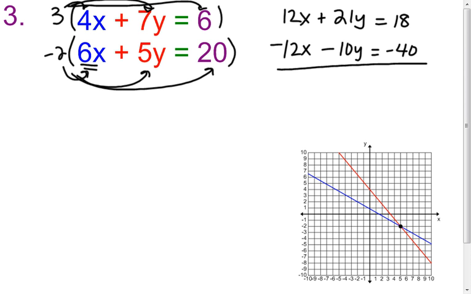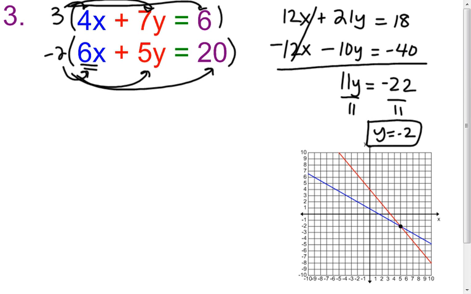Okay, now add your two equations together. 12x and negative 12x makes 0. 21y minus 10y makes 11y. And 18 minus 40 makes negative 22. Okay, divide by 11. And y equals negative 2. Not done. I need to take that and replace it into really any one of my equations. I could replace it into my black ones too, it doesn't matter. But I will plug it in right there.